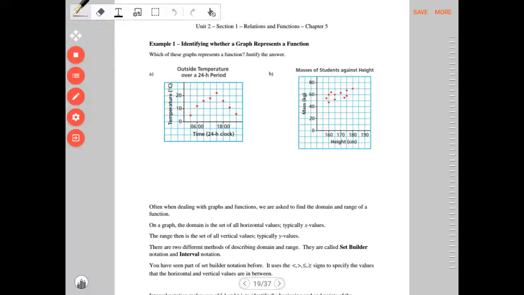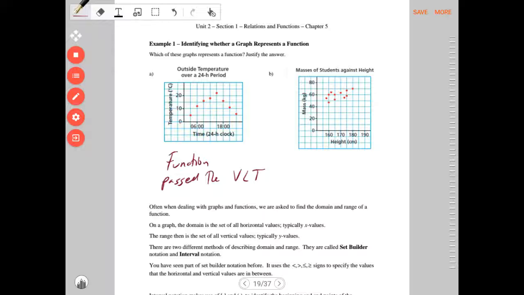Okay, so example number 1. Identify whether a graph represents a function. So which of these graphs represent a function? Justify the answer. So if you look at A, if we draw vertical lines through all those points, we only touch 1 point ever. So this one, A, represents a function. And that's because it passed the vertical line test. So vertical line test, the VLT.